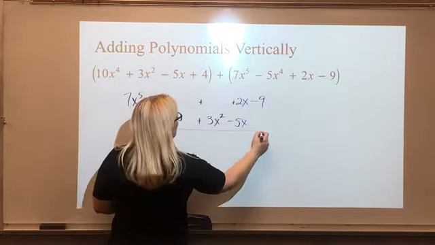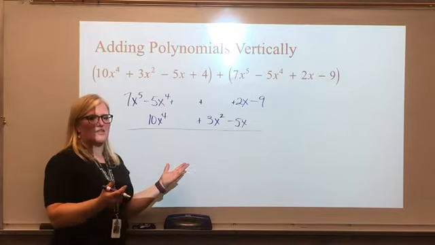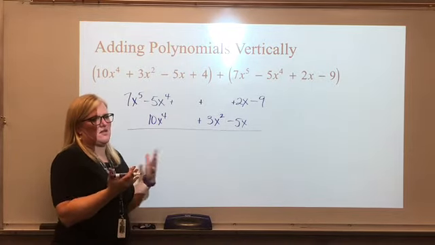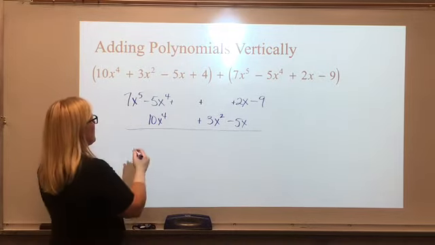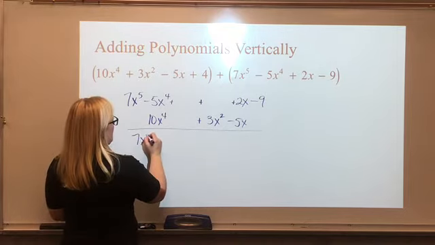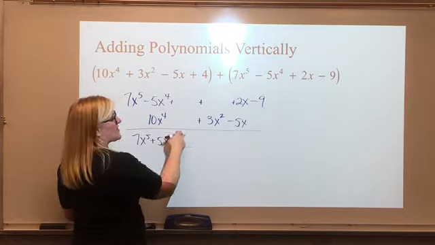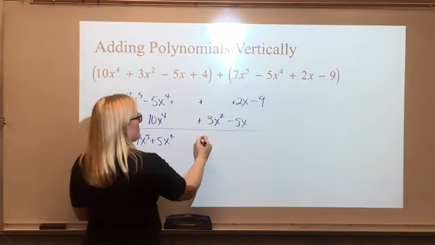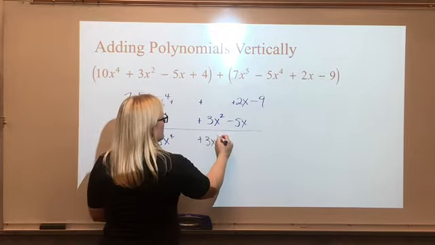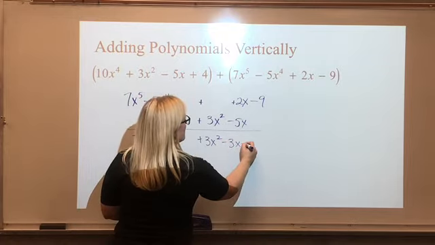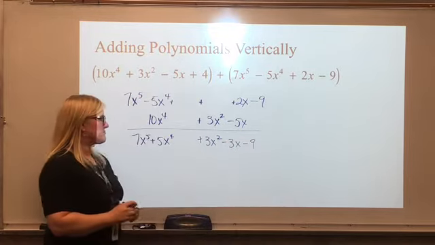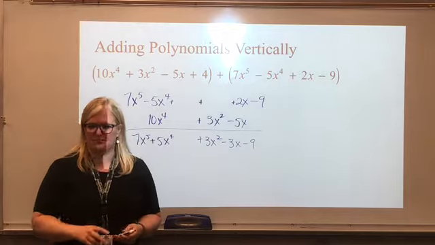Okay? You don't have to do it this way. I just like it because it helps keep me organized. So I've got 7x to the fifth plus 5x to the fourth. There is no x to the third. I've got a plus 3x squared minus 3x minus 9. So that's just how I do that.